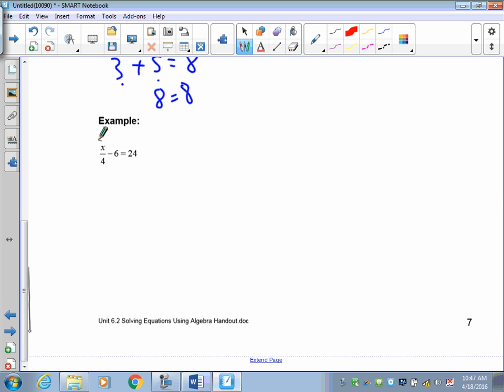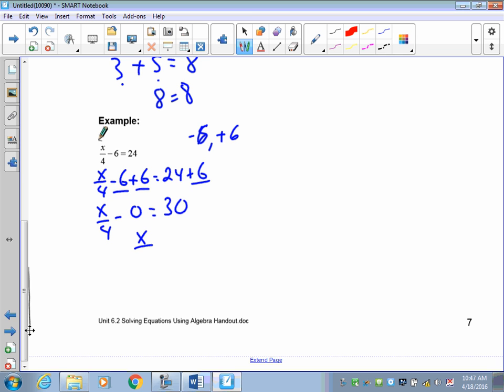Okay, so x divided by 4 minus 6 is equal to 24. I've got to get rid of the added or subtracted component first. So here I am subtracting 6. The opposite is to add 6. So x over 4, take away 6, add 6 to 24. I've got to do whatever I do to one side, I've got to do to the other. Now, a negative 6 and a positive 6 become 0. And 24 plus 6 is 30, so now I've got x over 4 is equal to 30.